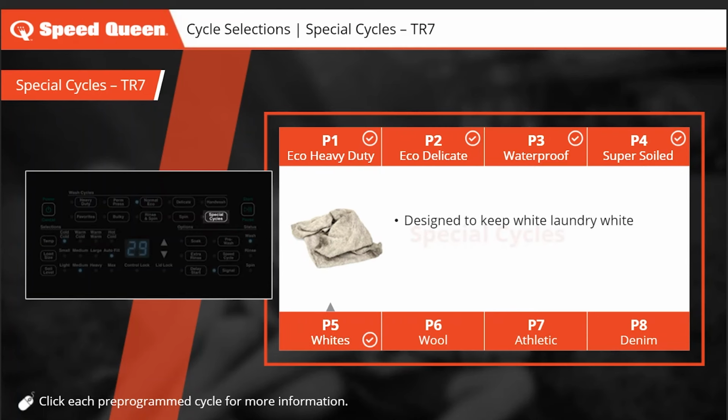Whites is designed to keep white laundry white. It utilizes a longer wash time. It's used for items such as sheets and towels.